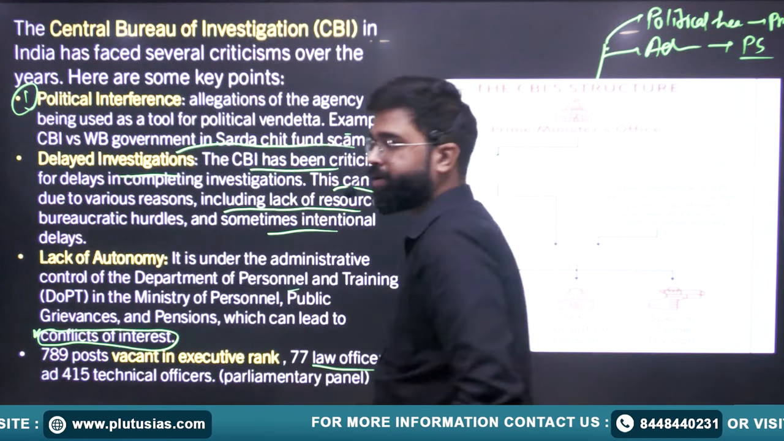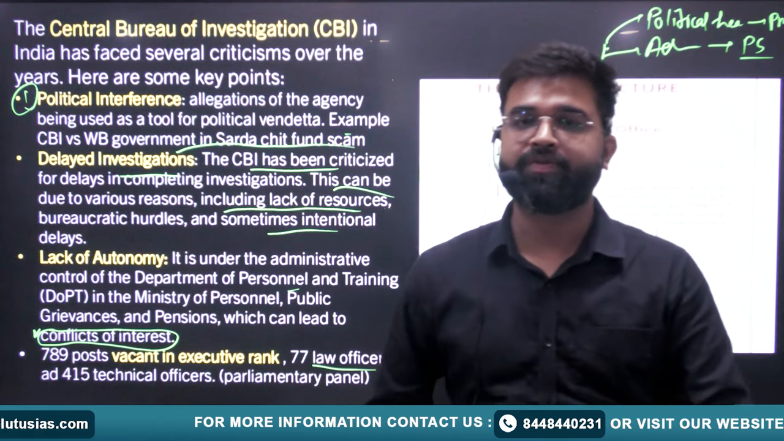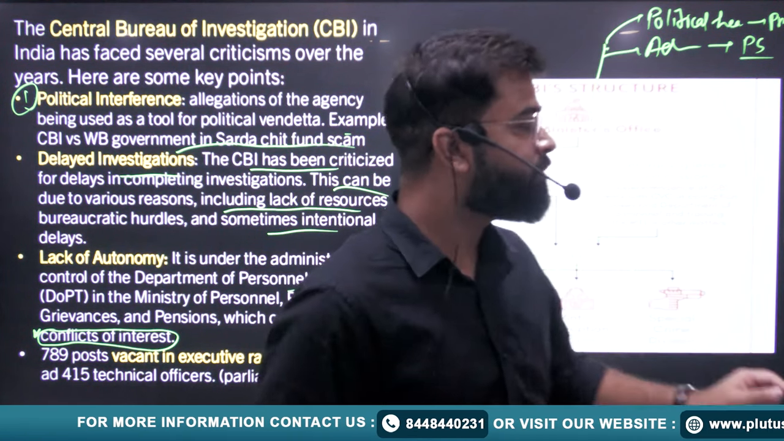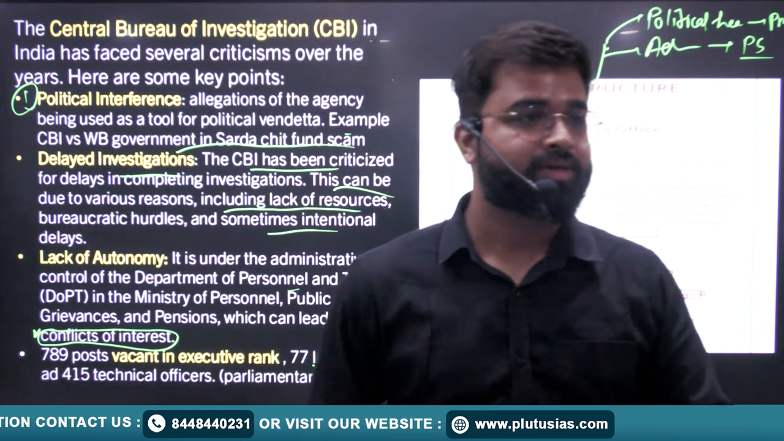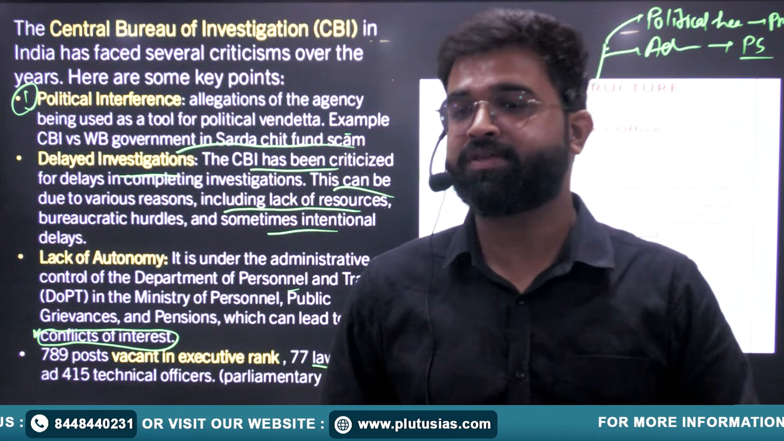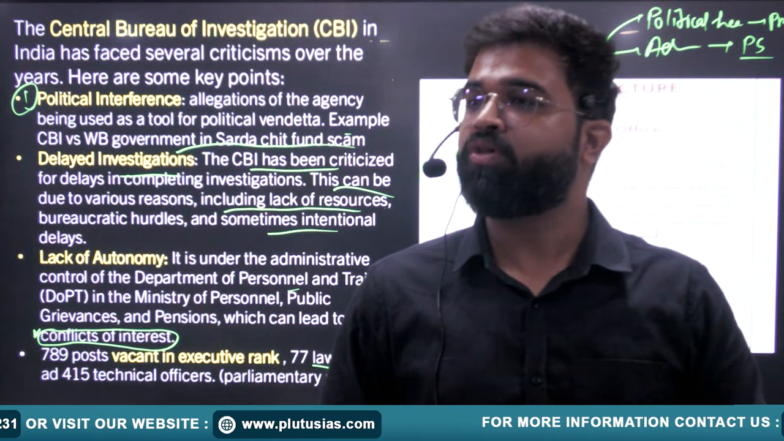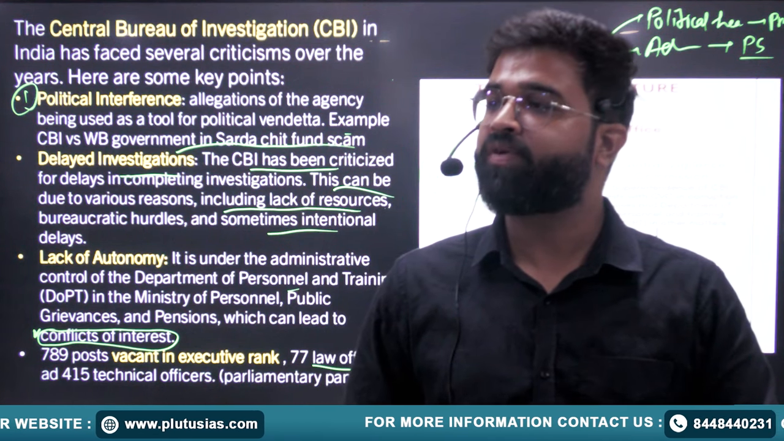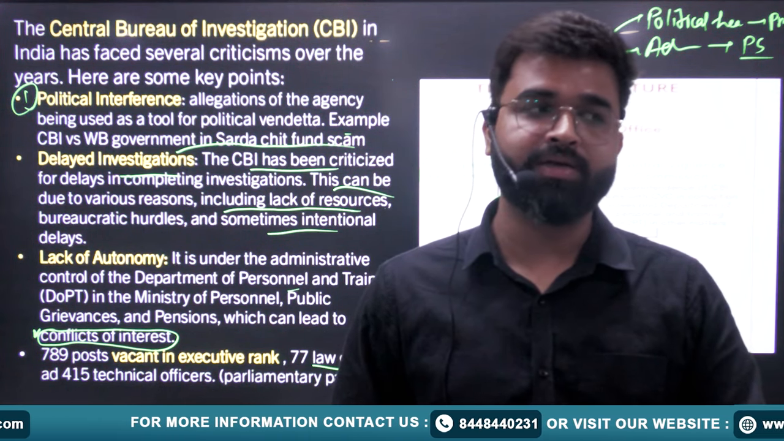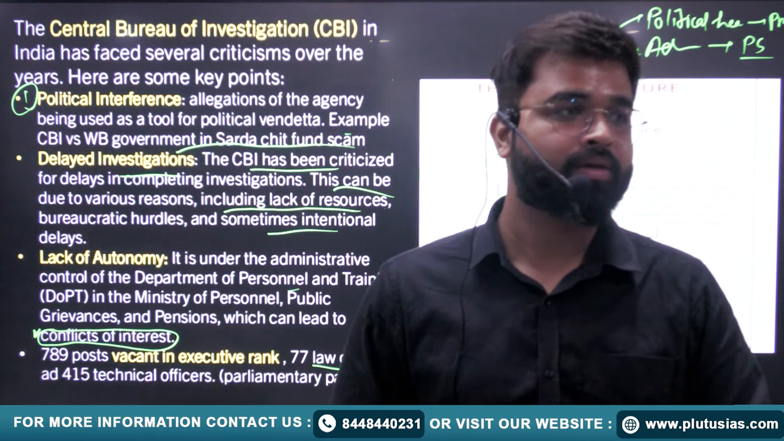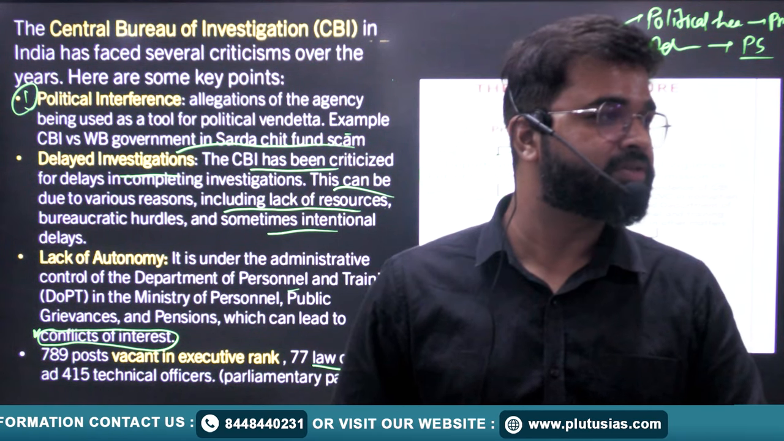Explain this particular point. Why conflict of interest? Because of the involvement of DOPT. When you are selected as an IAS or IPS officer, all your functions will be controlled by the DOPT. The same department is controlling the CBI. Don't you think it is a conflict of interest?